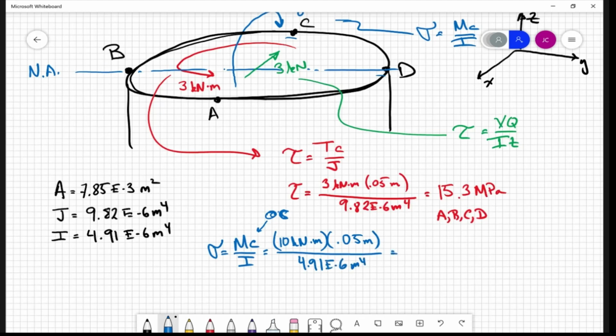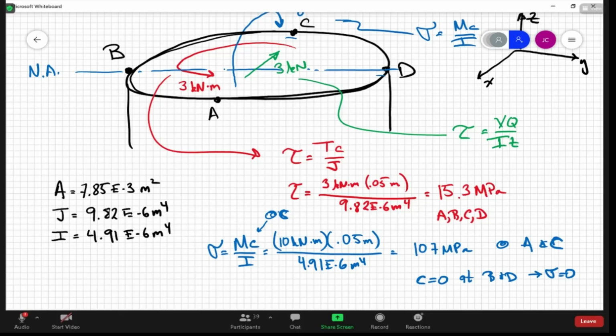And that gives me a value of 107 megapascals. Okay, and that's going to be at points A and C, and lowercase c equals 0 at B and D. So therefore, the stress is 0 there, right? At those 2 points, okay?